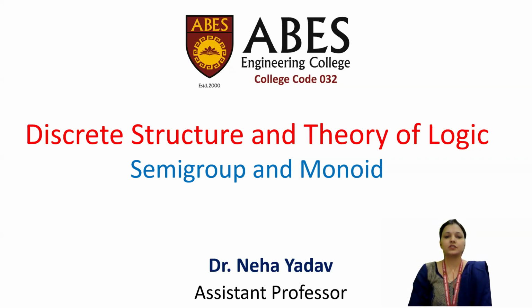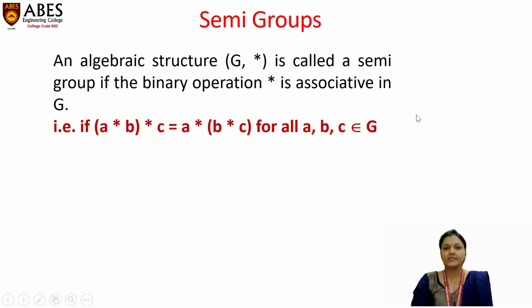Today I am going to teach the second topic of Unit 4 of Discrete Structure and Theory of Logic. The topic is Semigroup and Monoid. In the previous lecture, I covered algebraic structure, so here we will take reference from the previous lecture.